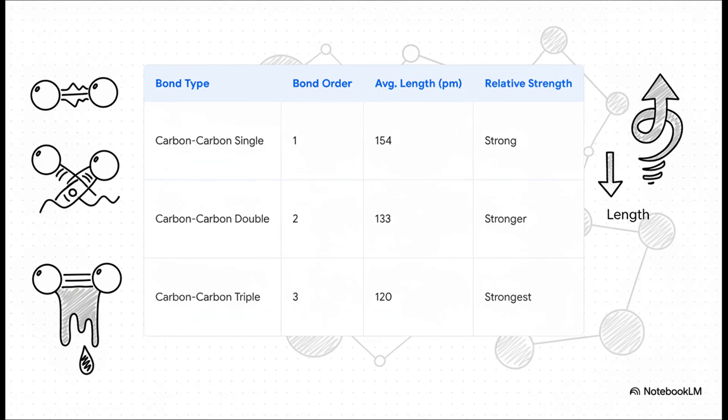And check out this table, because it tells a really cool story. Notice how, as we go from a single to a double to a triple bond, the length gets shorter and shorter. The atoms are literally pulling closer together. And as they get closer, the bond gets way, way stronger. It's kind of like the difference between a casual handshake, linking arms, and a full-on superglue connection.